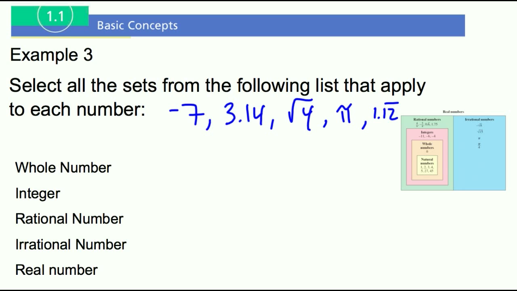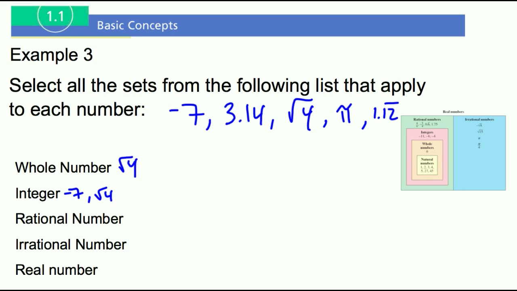Right here, square root of 4 would be a whole number. Pi, no, and 1.12, no. So those are the only whole numbers. How about integers? Again, integers are all the natural numbers, whole numbers, and the negative integers. So that would be negative 7, square root of 4, and that's about it.